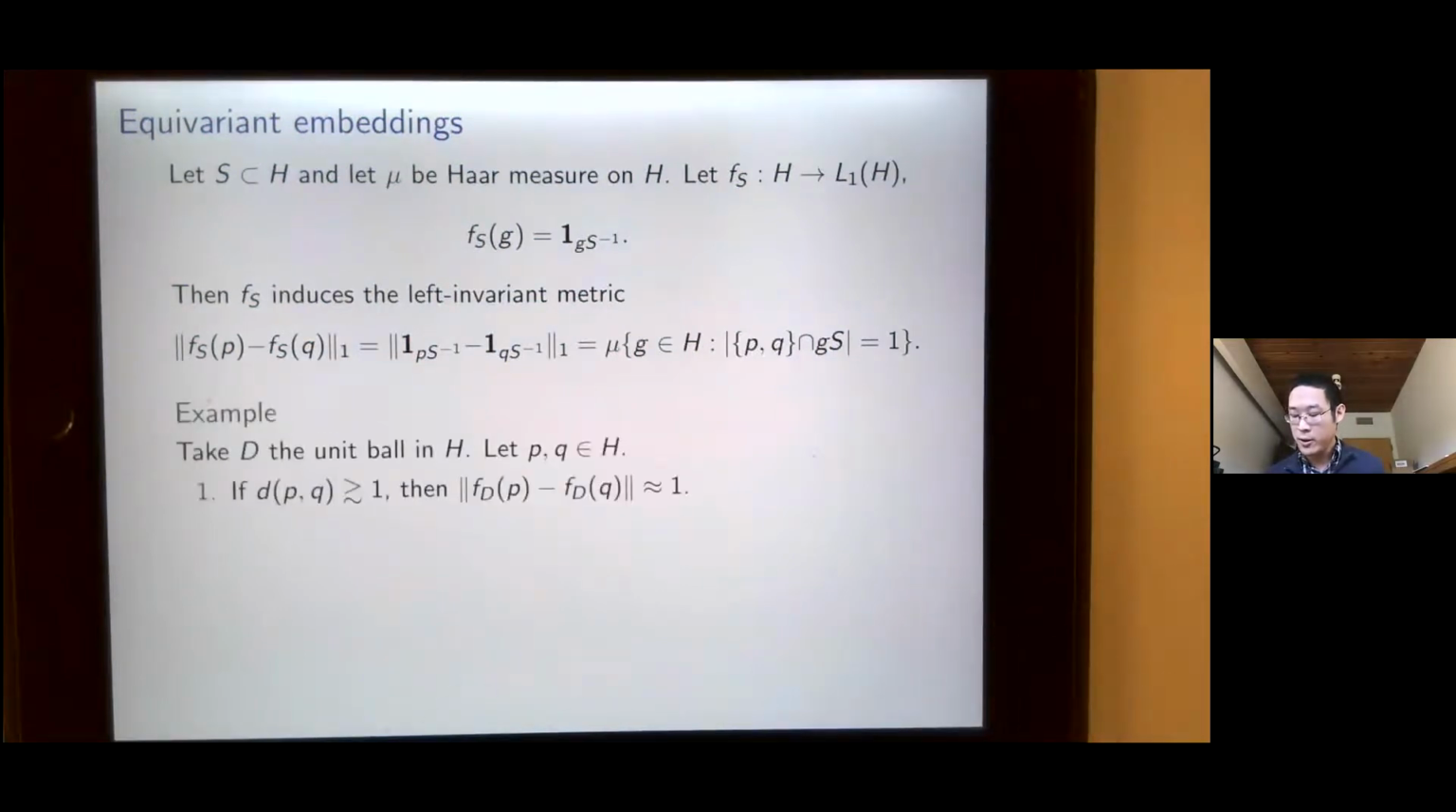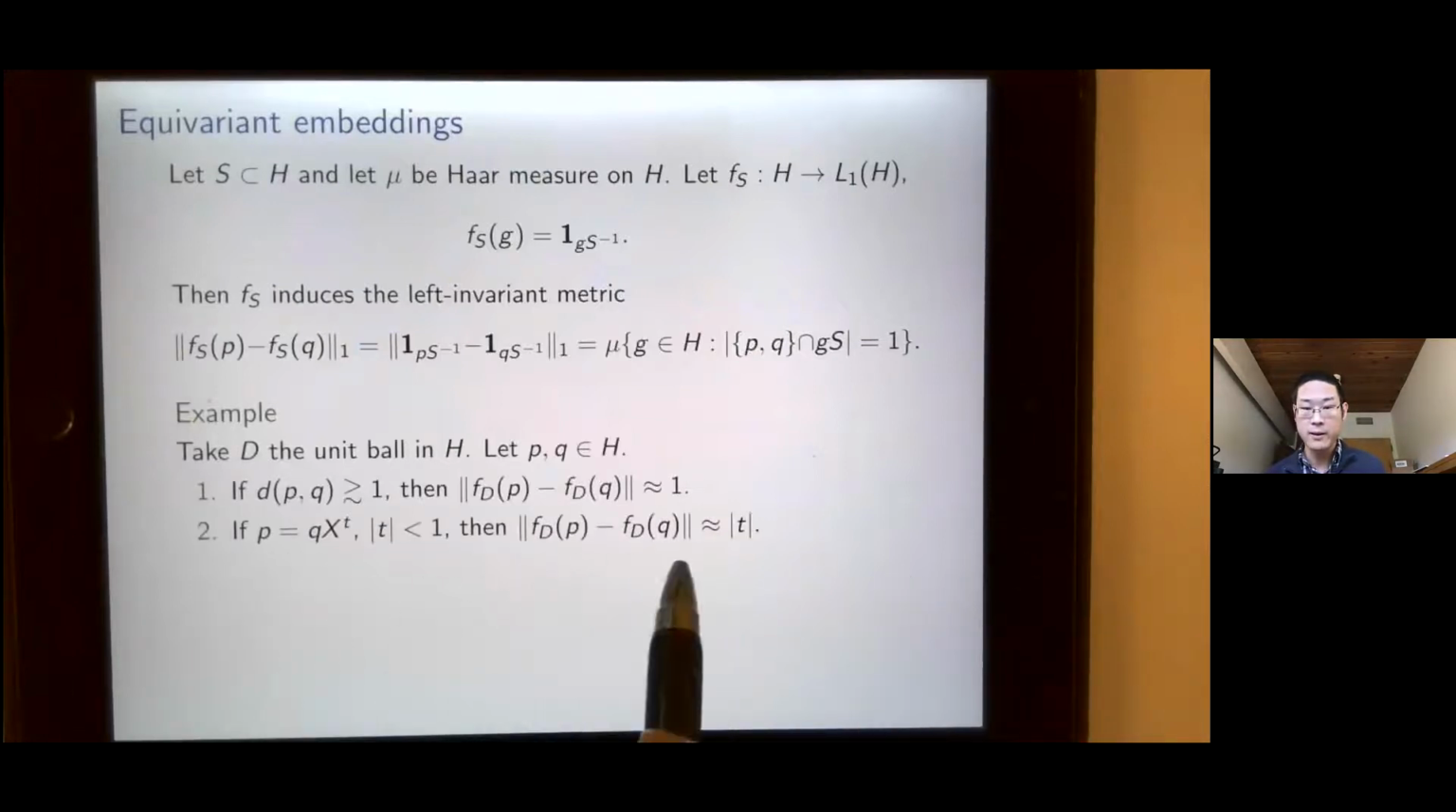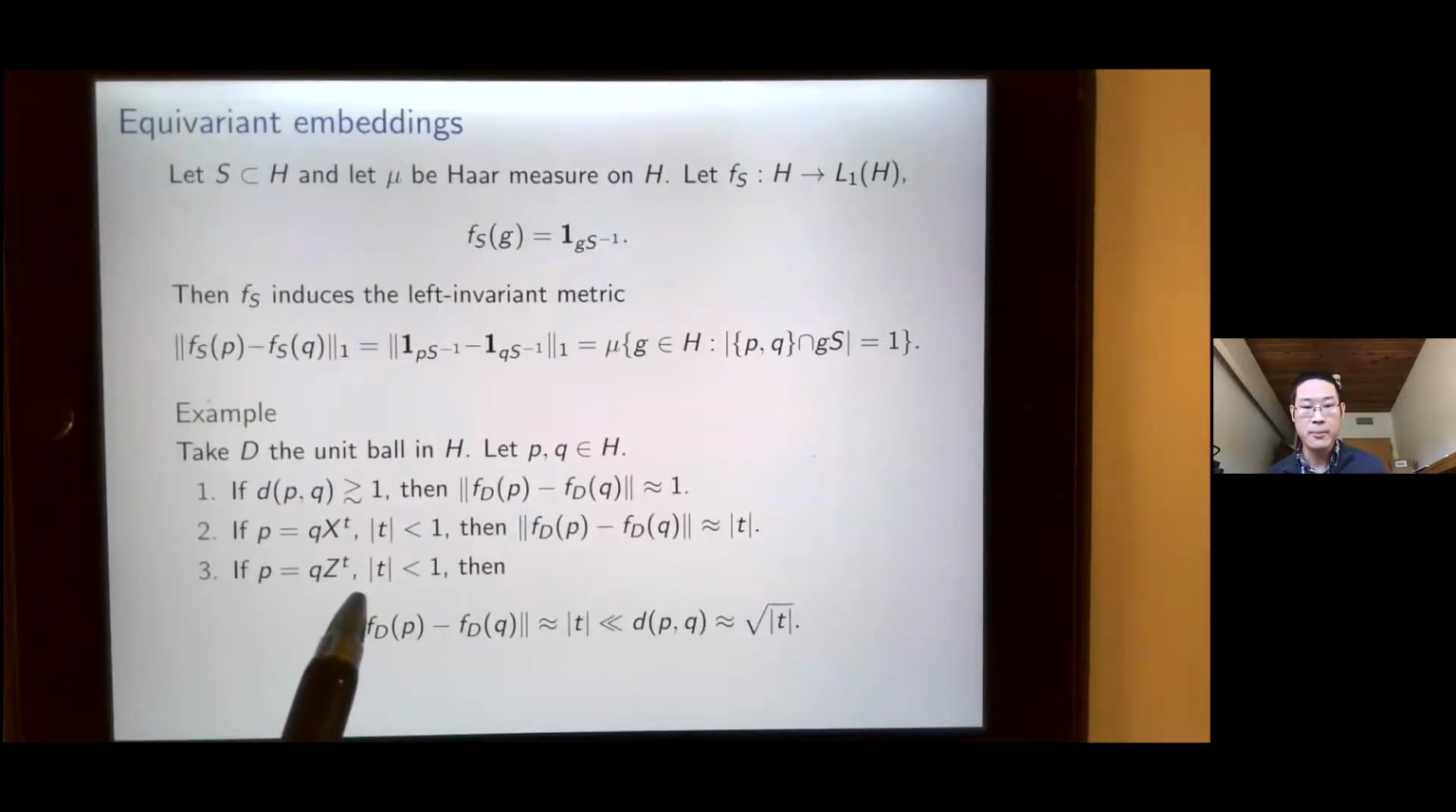So even though we see the same thing for horizontal and vertical line segments, if the distance between p and q is large, then the distance between f_D of p and f_D of q is about a constant. If p and q are separated horizontally, then their images are separated by about the same amount. But if p and q are separated vertically by z to the t, then their images are separated by about t, but that t is much smaller than the distance between p and q, because the distance between p and q is the square root of t, which could be much larger than t itself.